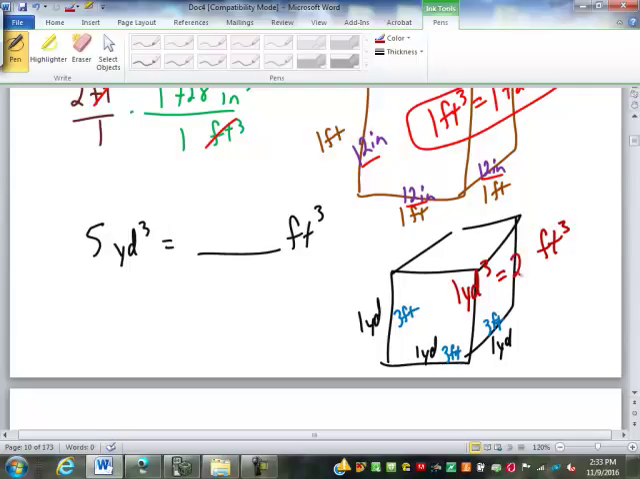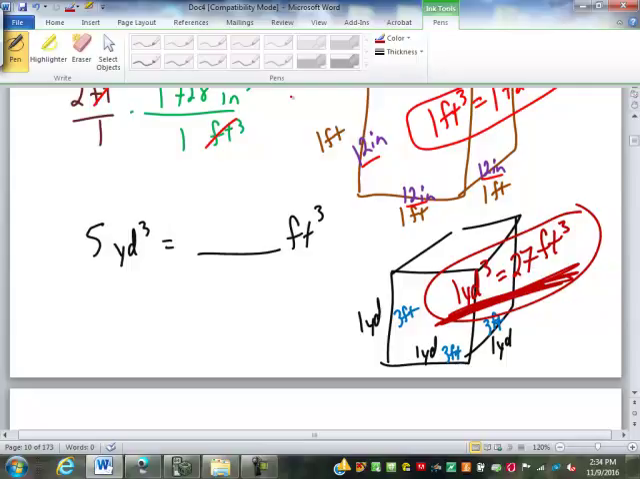27. Very good. In construction, this is actually a huge conversion. When you order concrete, you may hear people say, oh, I ordered 7 yards of concrete. What they're talking about is 7 cubic yards. But when you measure stuff up, you're generally going to be measuring it in feet and calculating cubic feet and having to convert that cubic feet into cubic yards.